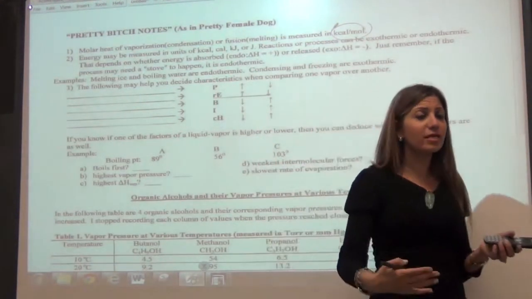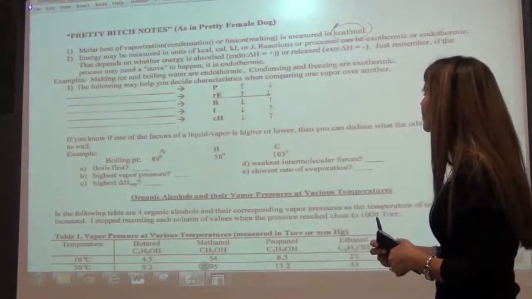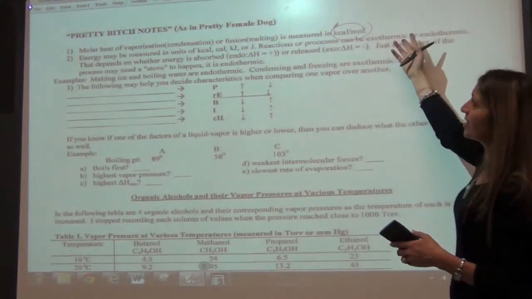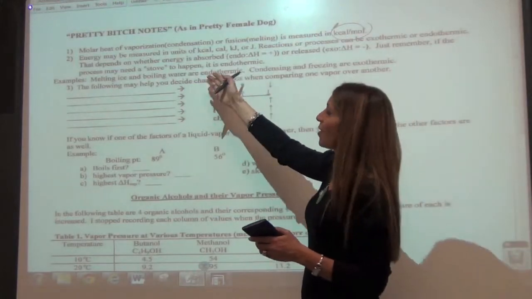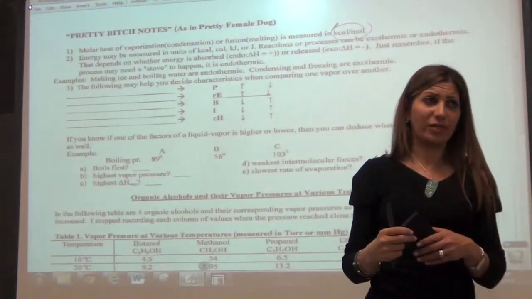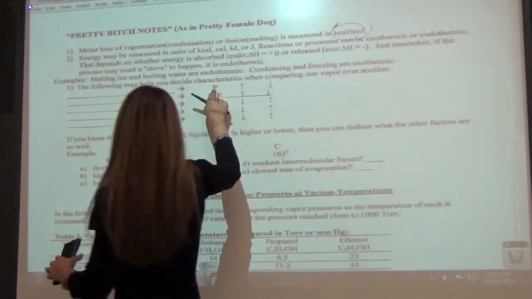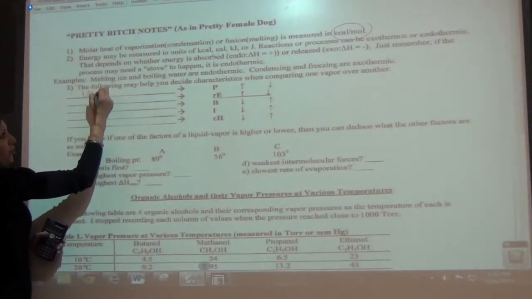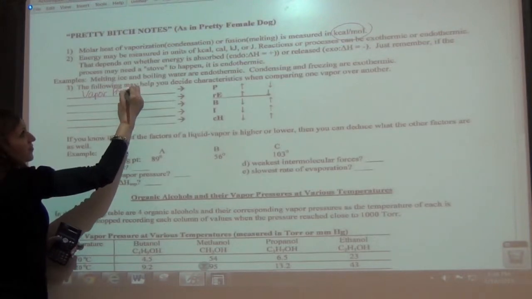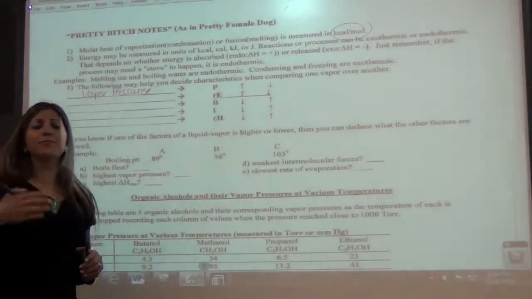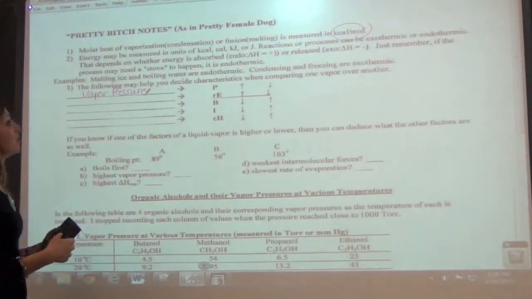It can be joules, kilojoules, calories, or kilocalories. And we already talked about exothermic and endothermic, so it depends on whether energy is absorbed or released, okay? So we're going to try to relate these. This P here actually stands for vapor pressure in my situation. That stands for the vapor pressure, which again is the pressure of the gas above the liquid.